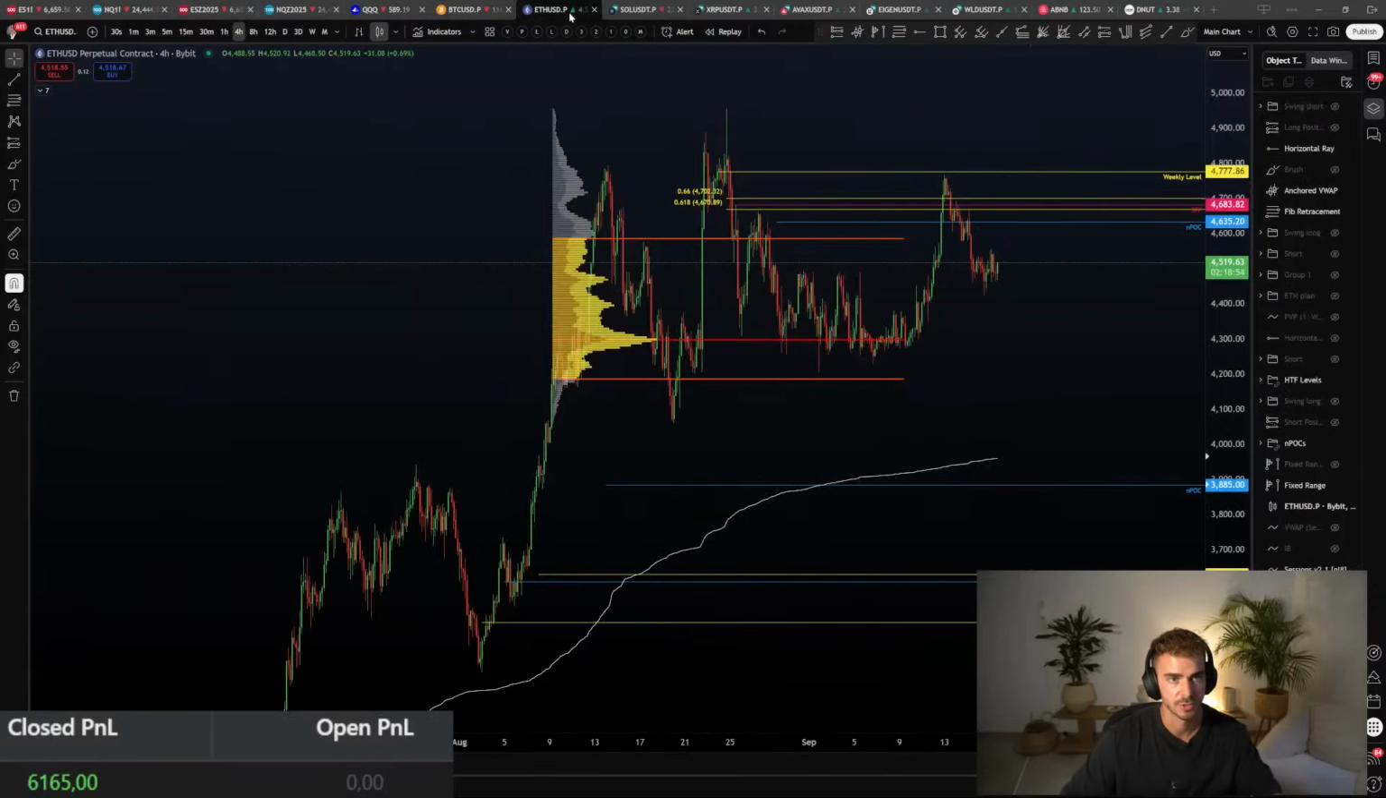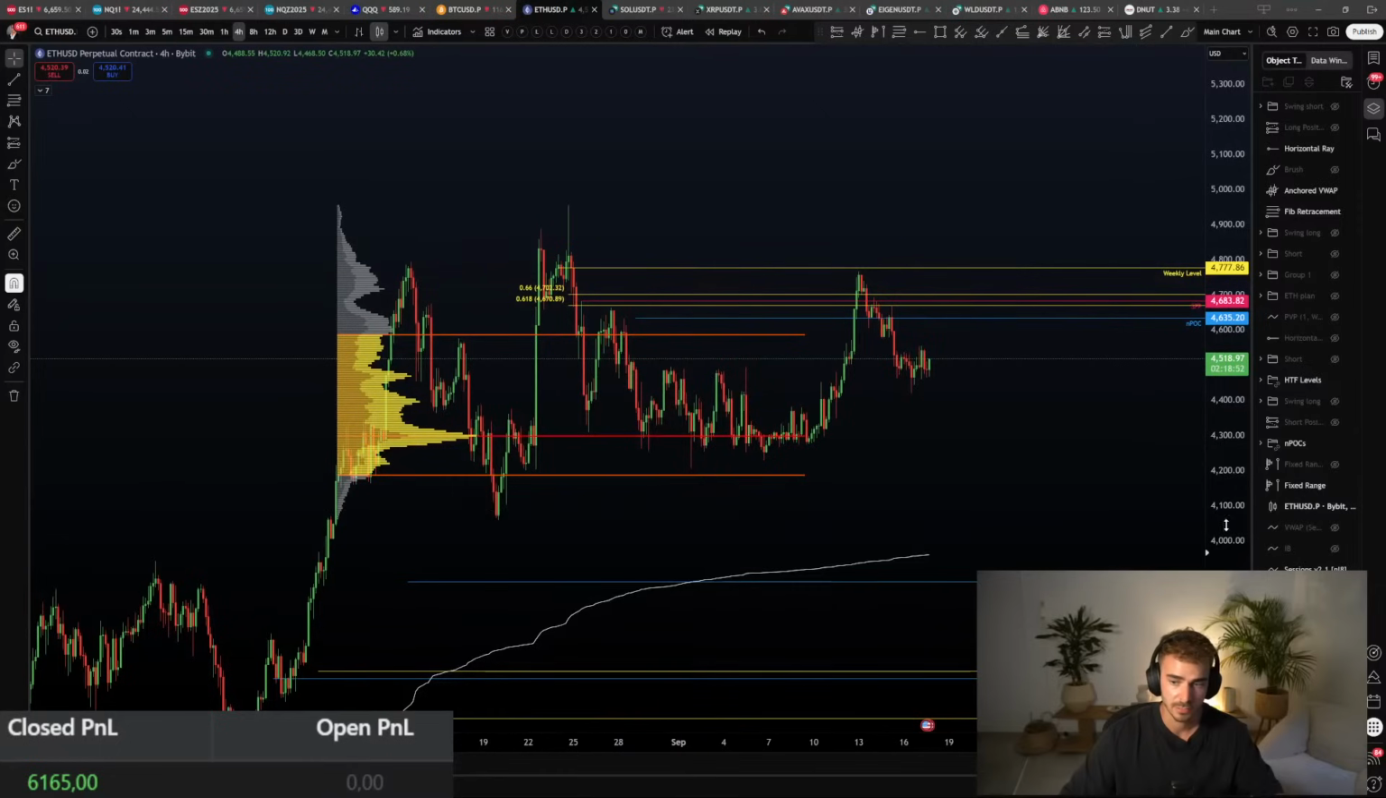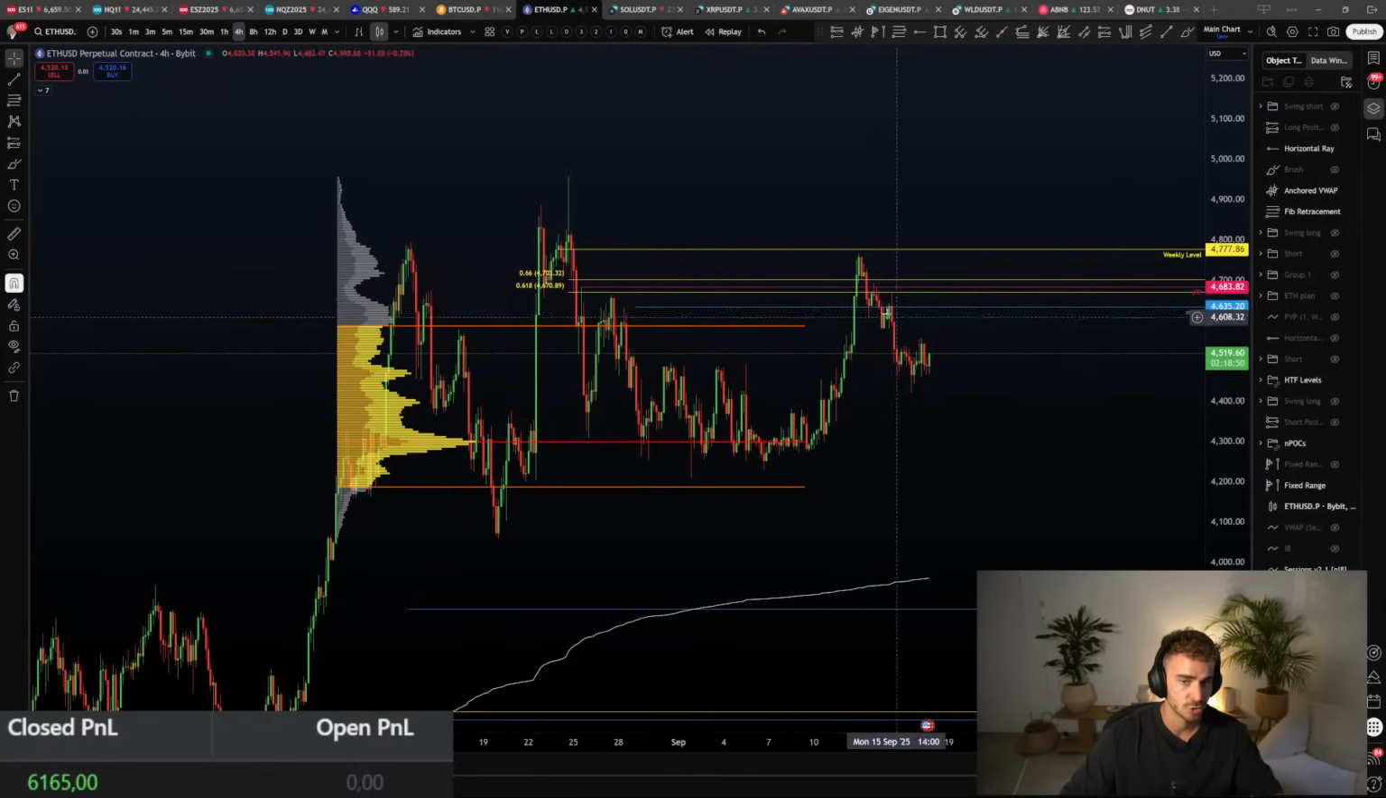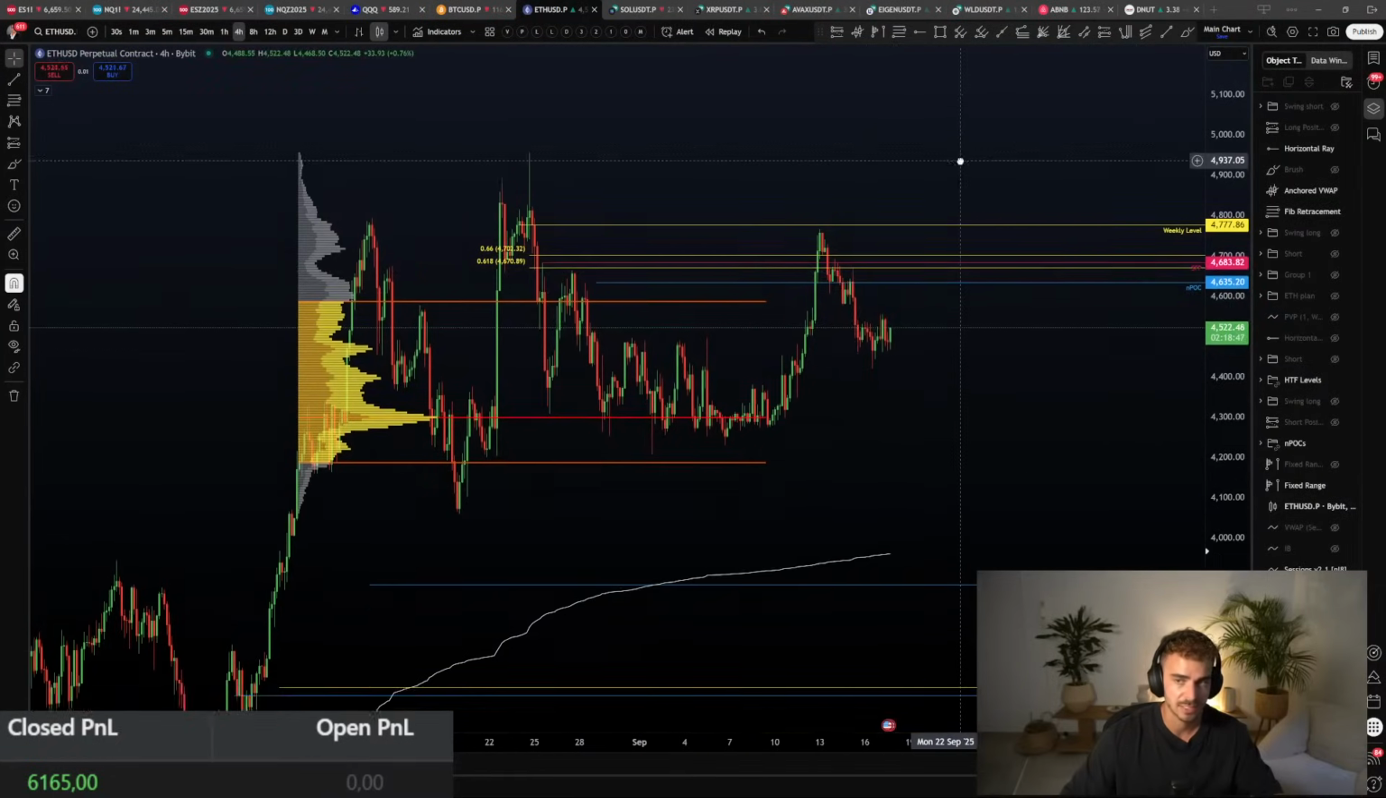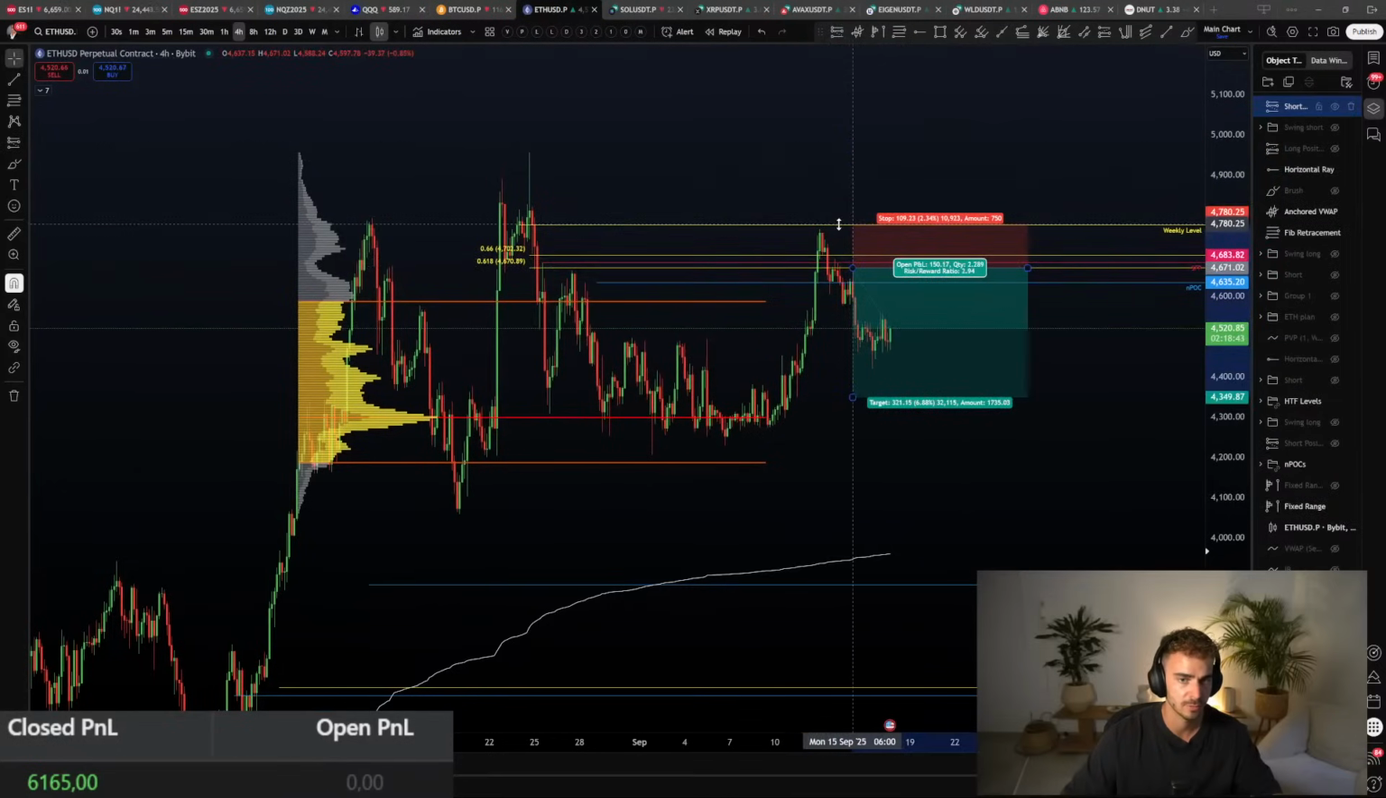Very important. This is Ethereum, and I have taken this hedged short trade on Ethereum. This now has a very local stop loss. This was given in the Altcoin stream a couple of weeks ago.